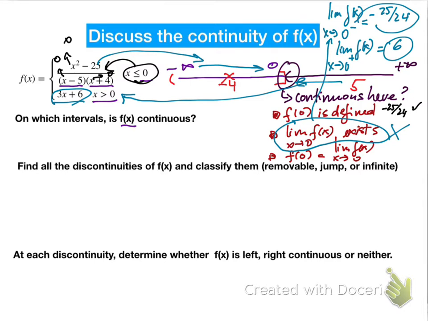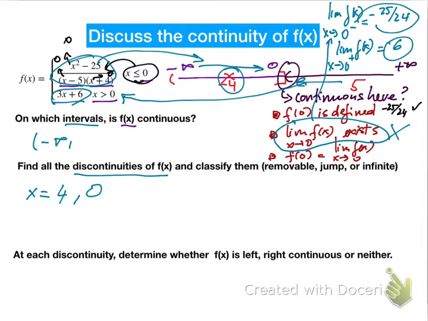So far, let's find the discontinuities. We found the discontinuity x equals negative 4, because if you plug negative 4 into this function, it is undefined. The second point that we found is 0. And then using the discontinuities, we can determine the intervals on which the function is continuous.